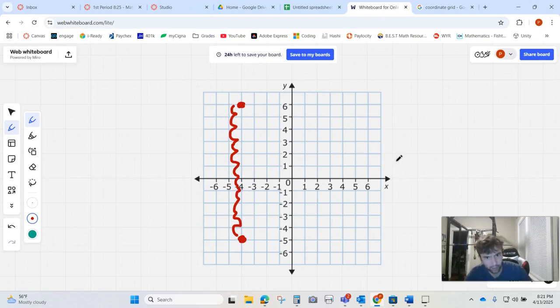Wait, Mr. Bertram, how come there's not a negative? It goes down into the negatives. How come it's not a negative answer, even at all?